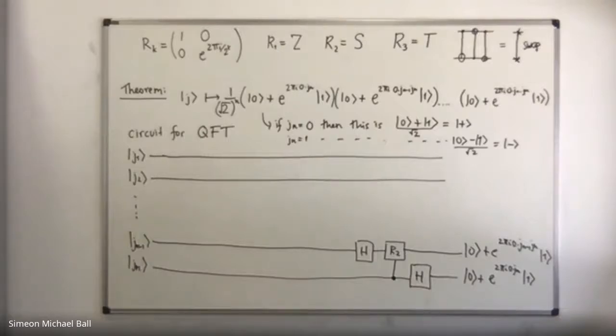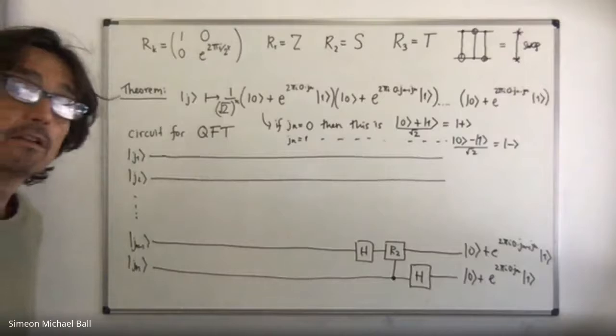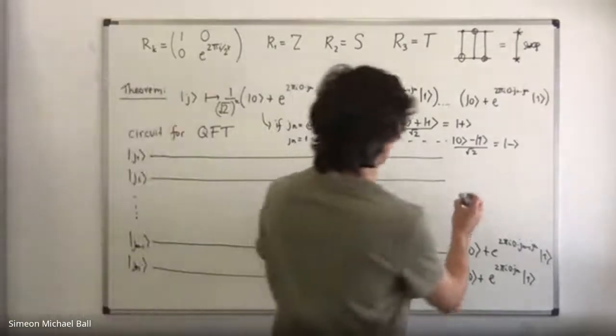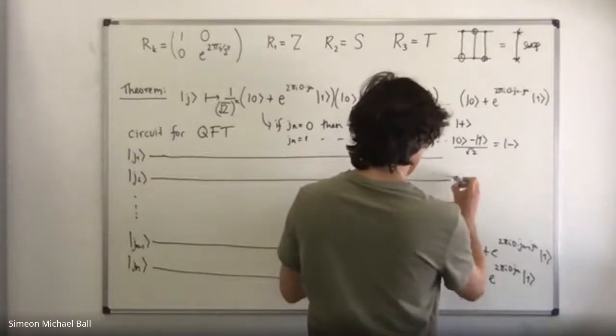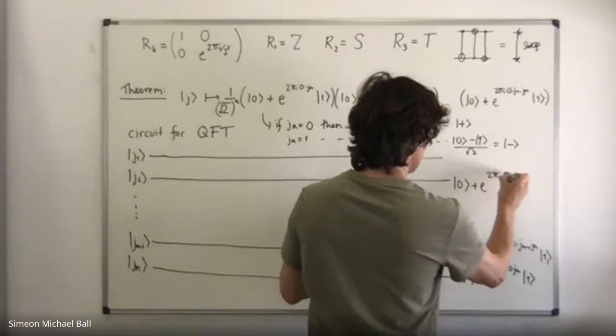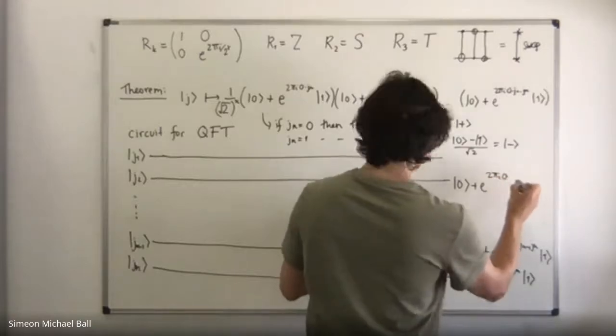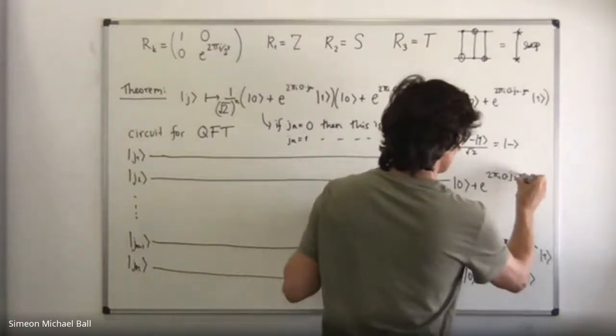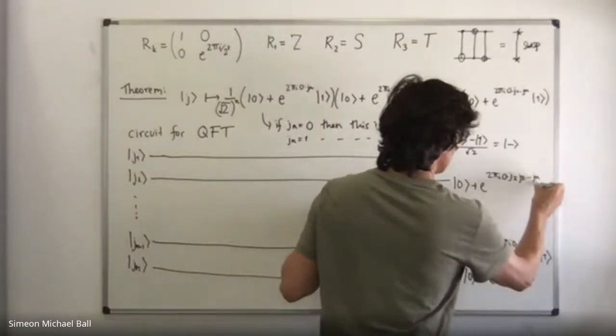Is that clear? Yeah, so how would I do J2 now? I mean, bearing in mind J2, I want this to end on 0 plus e to the 2 pi i 0. This starts with J2, J3, Jn.